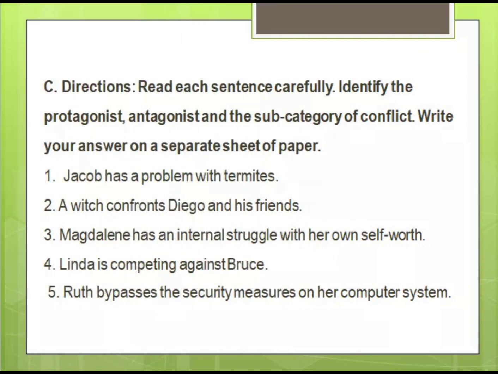We have another exercise, letter C. Let's read. Read each sentence carefully. Identify the protagonist, antagonist, and the subcategory of conflict. We have number 1. Jacob has a problem with termites. 2. A witch confronts Jigo and his friends. 3. Magdalene has an internal struggle with her own self. 4. Linda is competing against Bruce. 5. Ruth bypasses the security measures on her computer system.